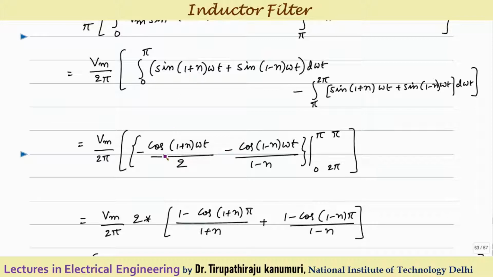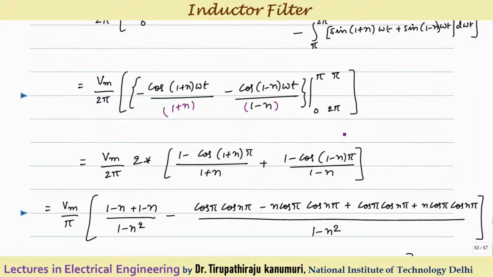When you do the integration, sin omega t gives minus cos of 1 plus n times omega t divided by 1 plus n. This is what we get, minus. The second component, sin of 1 minus n omega t, gives cos of 1 minus n times omega t divided by 1 minus n. These limits are 0 to pi, and for the second one the limits are pi to 2 pi. As the minus sign is there, I can reverse my limits to compensate for it, so it will be 2 pi to pi. You have to substitute two things, 0 to pi and 2 pi to pi, so you will get the same answer.